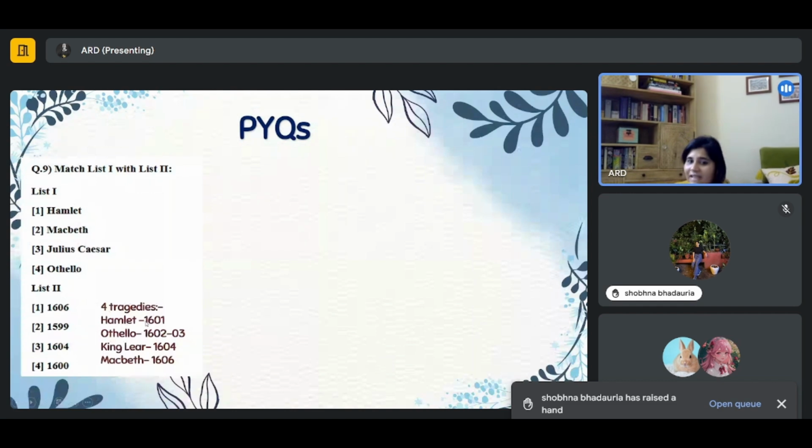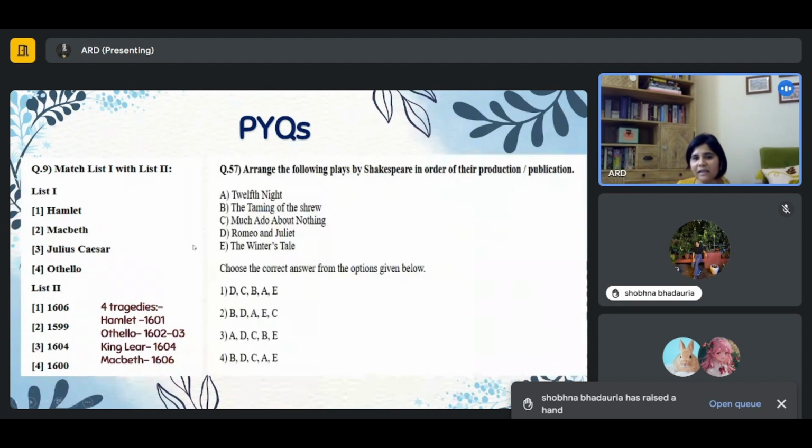Hamlet we usually study 1601. You were right. Othello 1602, 03. King Lear 1604 and Macbeth 1606. We probably even remember this, right? This is easy. We study all the tragedies closely. This looks difficult, but it is very easy.